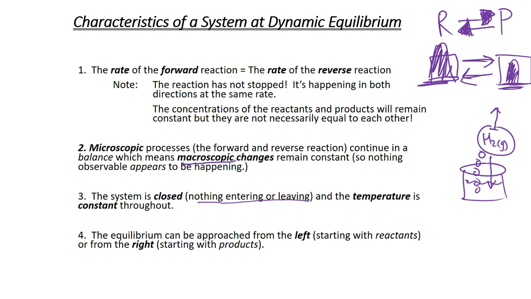And the last point here, equilibrium can be approached from the left or the right. That just means you can start with a bunch of reactants and eventually reach an equilibrium with your products. You could also start with the material on the right, which we're calling our products, and they would start to turn into materials on the left, our reactants, but eventually we could reach that same balance, that same equilibrium.